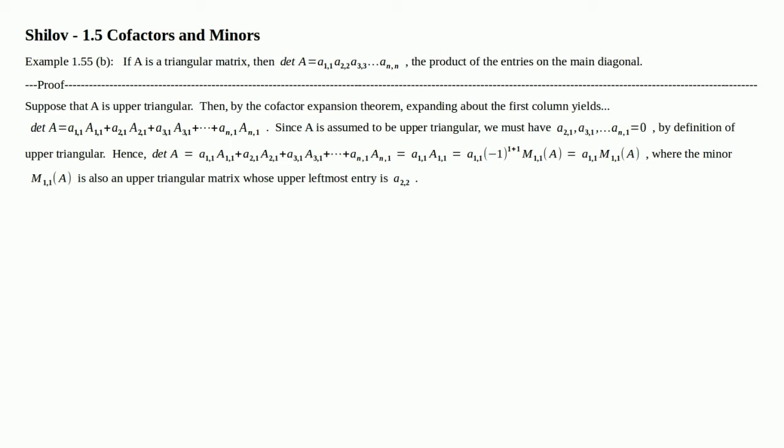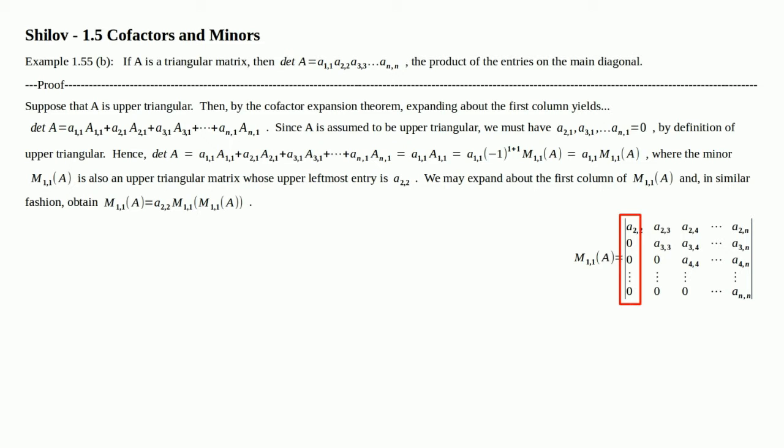The minor sub 1, 1 of A is also an upper triangular matrix whose upper leftmost entry is a sub 2, 2. So the idea is that we deleted a row and a column, and what we're left with is still an upper triangular matrix. This is what I'm talking about. That's the minor sub 1, 1 of A. It's this determinant where we've deleted the first row and the first column. It's still upper triangular.